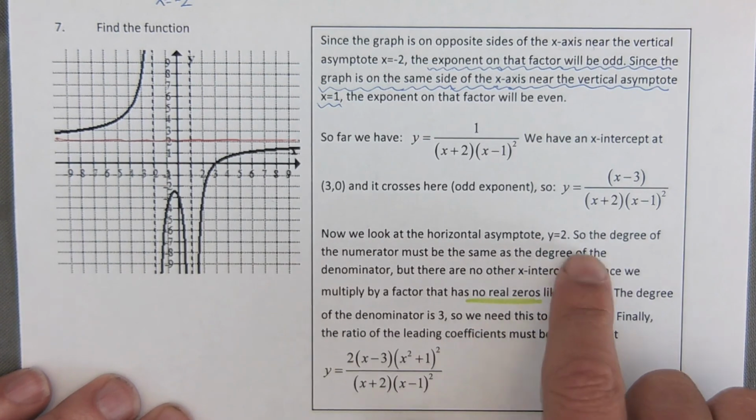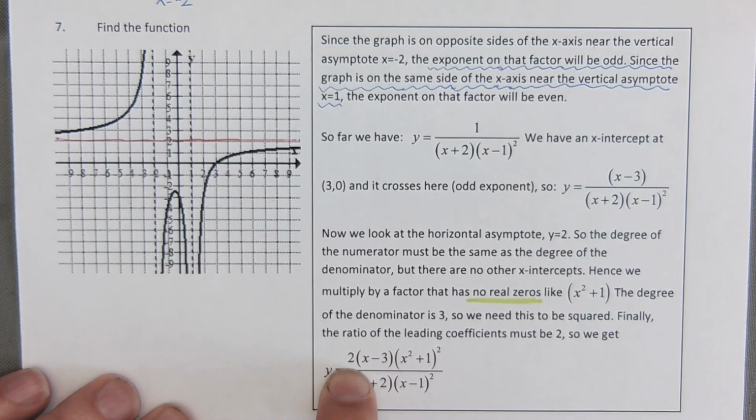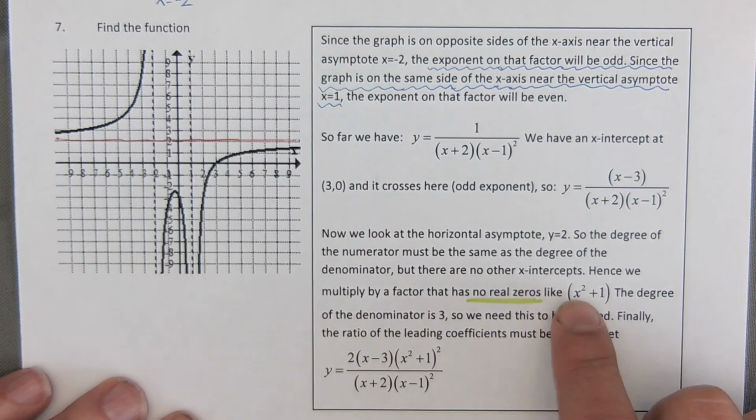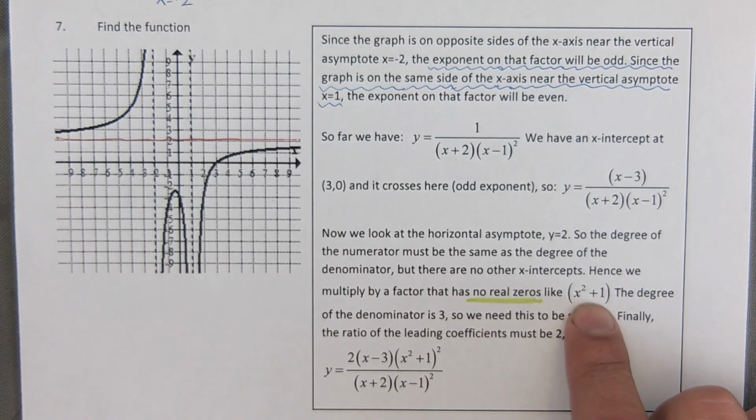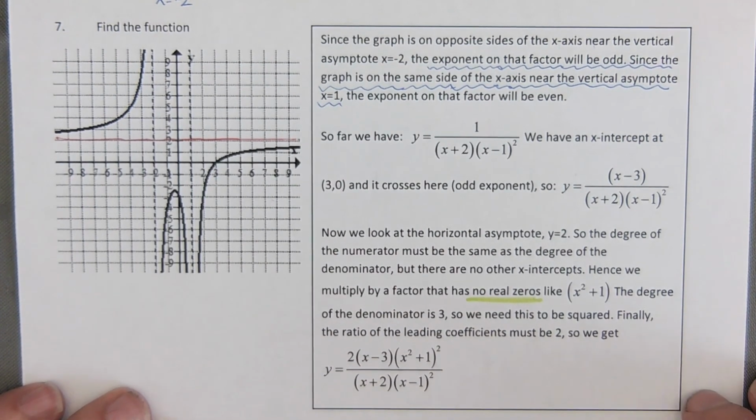We now look to the horizontal asymptote, y equals 2. There's my 2. And the degree has to be the same in the top and bottom. And it's going to have to be one where there's no 0. So x squared plus 1 will never be 0, ever, under any circumstances. And if I square that, that makes the degree 1, 2, 3, 1, 2, 3 the same. I'm going to let you study that one. That one gets quite complicated.